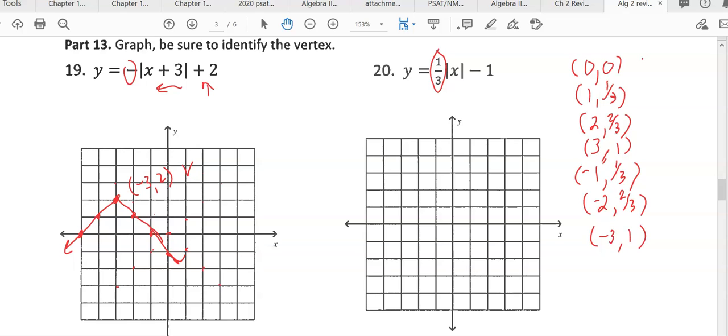Really, if you just plot this point, and this point, you probably have a good idea. So 0, 0, 3, 1, and negative 3, 1. So V shape like that. Oh, I don't know why that's not the final graph. So I've only done the 1/3. Now I have to subtract 1, so everything goes down 1. So this is the final graph. Sorry about that. This is not the final graph. That was the in-between graph. It was only after multiplying all the y values by 1/3.